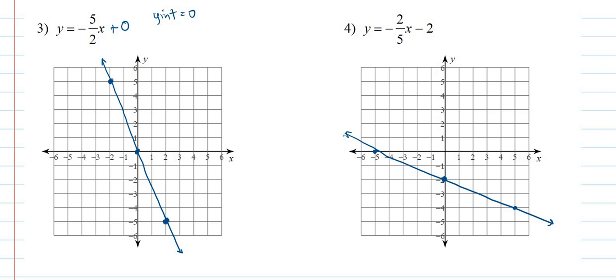In number 4, the y-intercept is -2, so I put a dot here. My slope, again, it's negative. It's 2 over 5. So I can either go +2 up, -5 left here, or I can do -2 down and +5 to the right. Again, because there was space, I put 3 points on my graph and I graphed it. That's it.